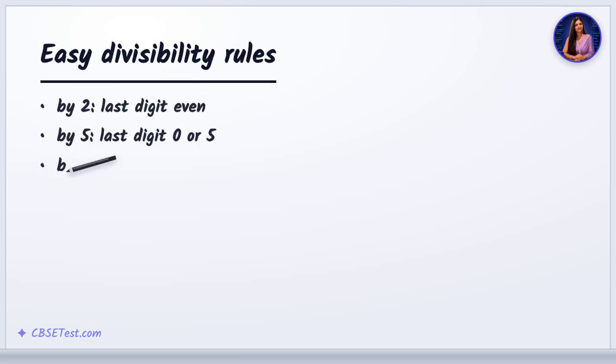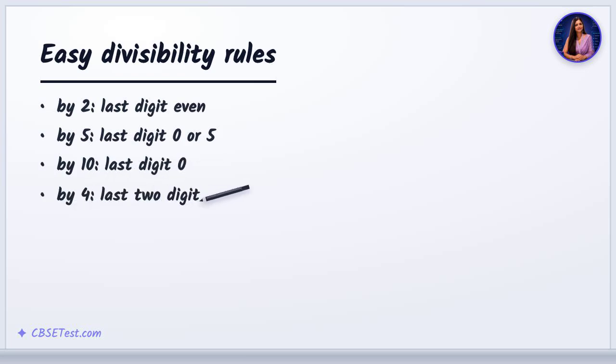A number is divisible by 2 if it ends even, by 5 if it ends in 0 or 5, by 10 if it ends in 0, and by 4 if its last 2 digits are.